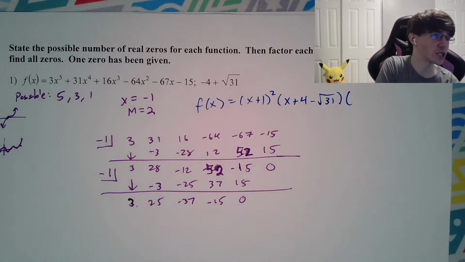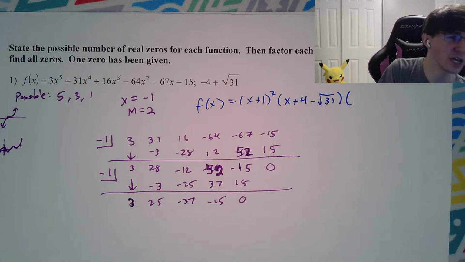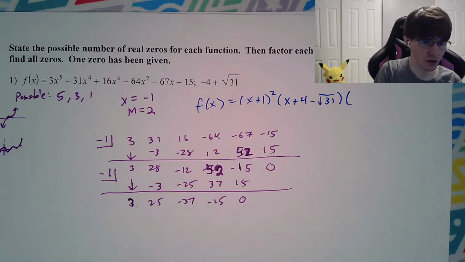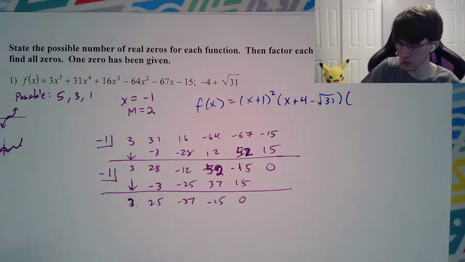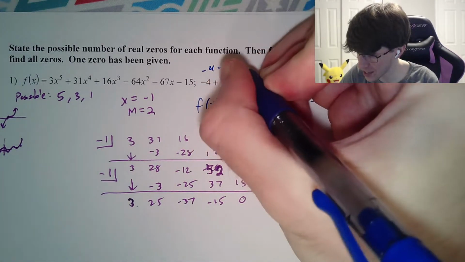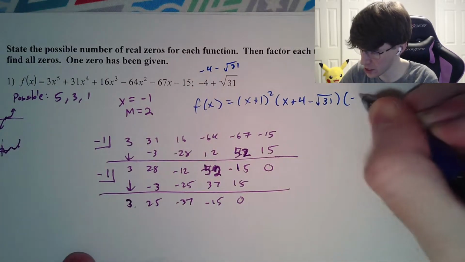And then the conjugate rule. The conjugate rule says for any polynomial function that has rational roots, non-rational answers, namely the irrational and complex ones, will also have a conjugate root. So the conjugate root, right there, being -4 minus the square root of 31, is also guaranteed to be an answer.